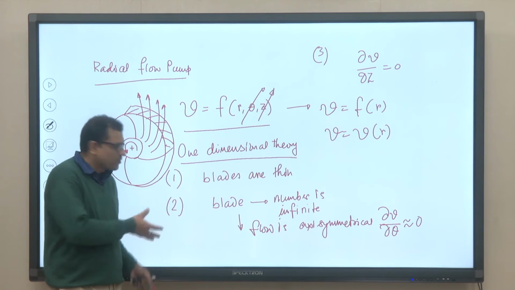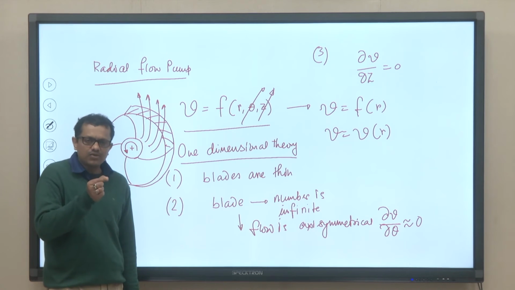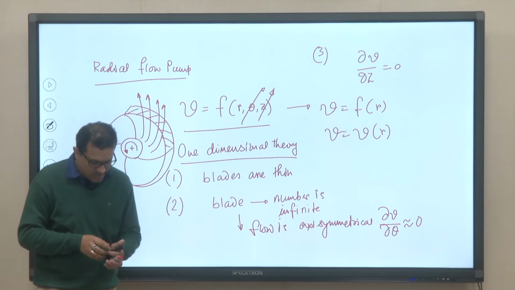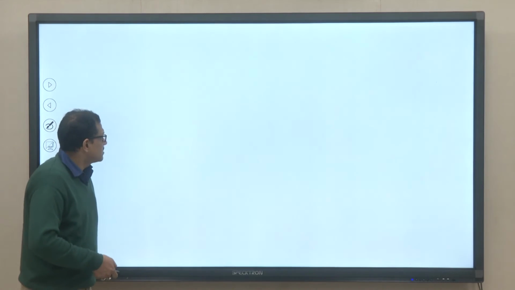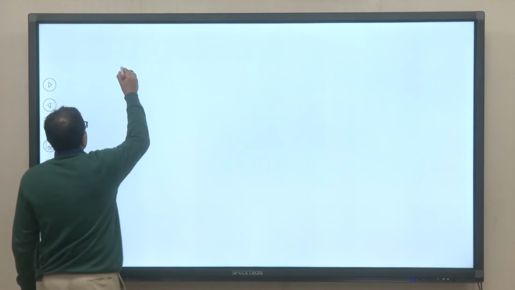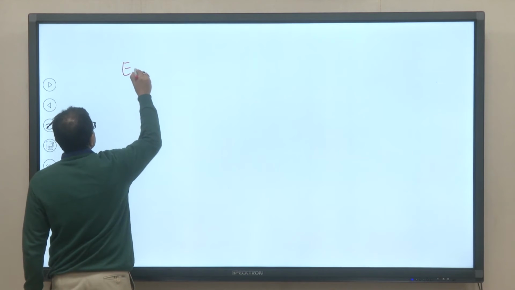And of course, there are a number of blades in a pump impeller, and blades are of course not very thick. So, basically these assumptions are not very bad assumptions. Okay. Next we will go to discuss the derivation of Euler's equation. So, I am writing Euler's equation of motion. Euler equation of pump, rather this is not Euler equation of motion, this is Euler equation of pump.